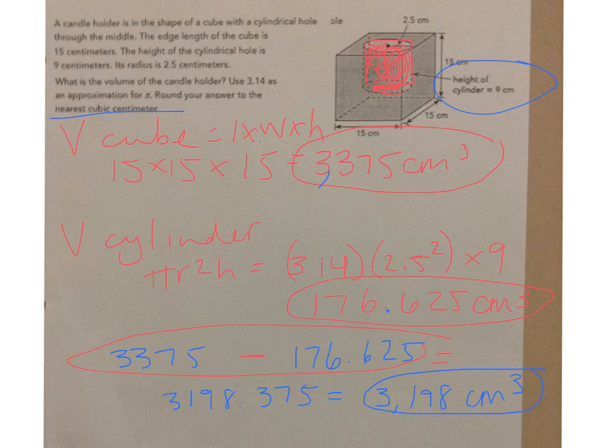When I do all that, I got 176.625 centimeters cubed. Now, I told you this is where the candle is going to go, so that needs to be subtracted. That's going to be hollow or empty, so you can fit a candle in there. So 3,375 minus 176.625 gives me 3,198.375, but it wants you to round to the nearest cubic centimeter. So when I round that, it's going to be 3,198 centimeters cubed.